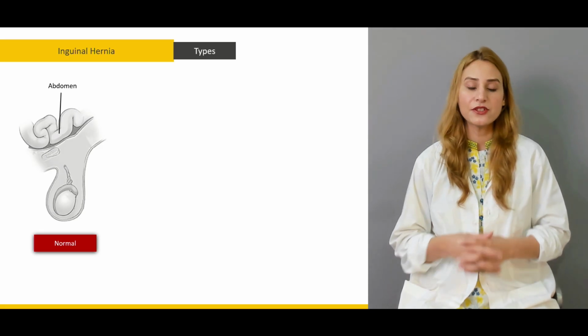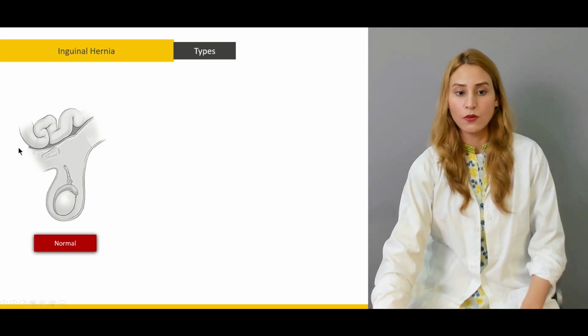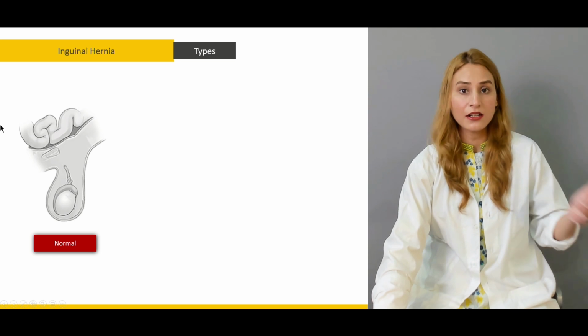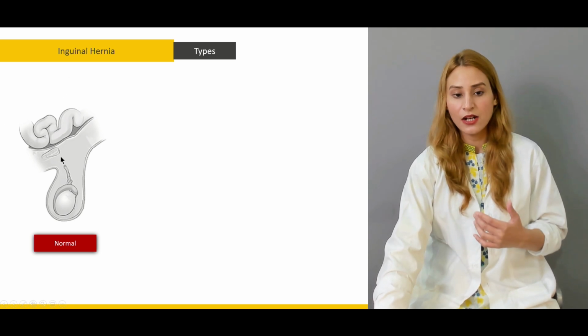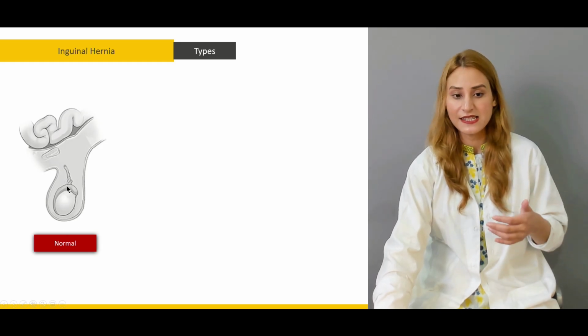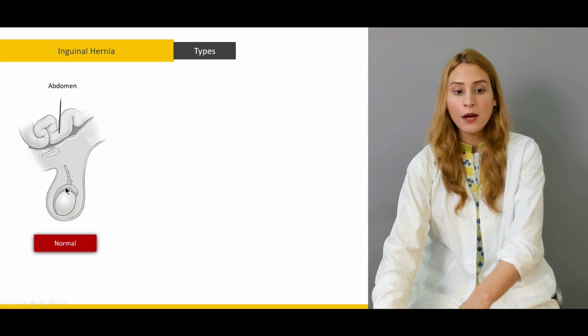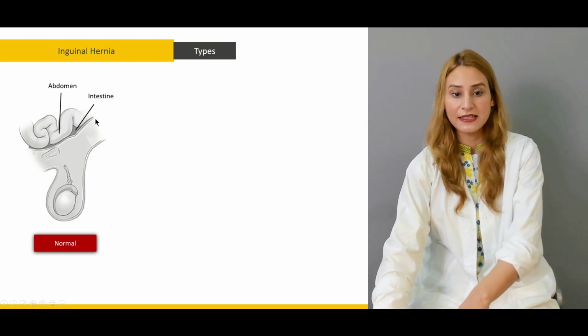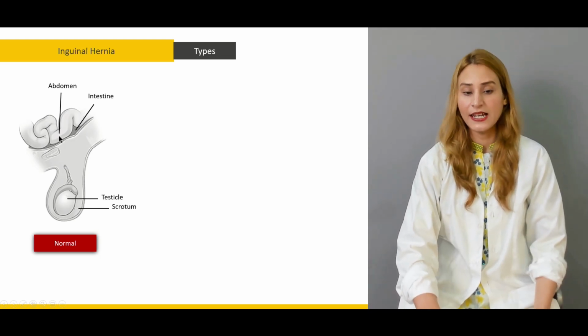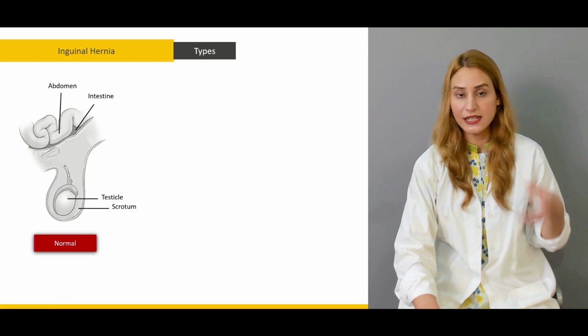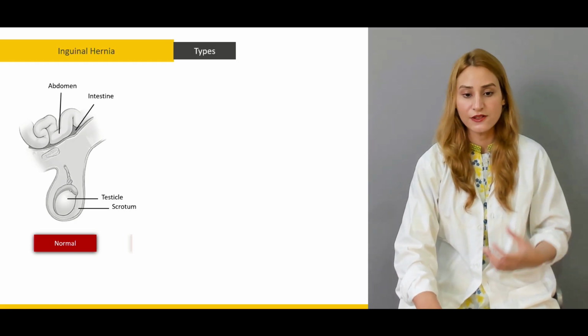So here in this picture, you can see the abdominal wall with the contents. You can see the gut wall here, and then down, this is the scrotum, and within the scrotum, these are the testes and the epididymis as well. You can see here, these are the intestines, this is the abdomen, and these are the testicles as well. And the testicles are enclosed in a pouch which is called the scrotum.